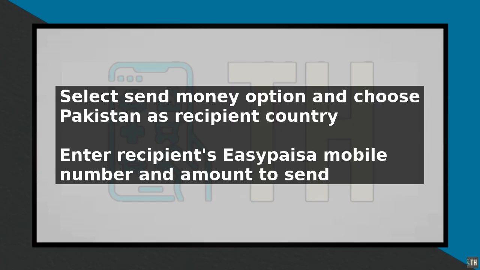To complete the transaction, confirm the details and authorize the payment. The money will be sent to the recipient's Easypaisa account, and you will receive a confirmation message. Keep a record of the transaction, including the transaction ID and the amount sent, for future reference.